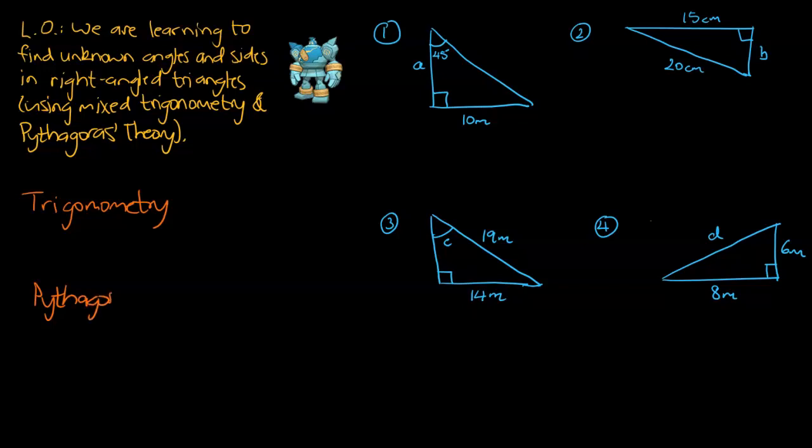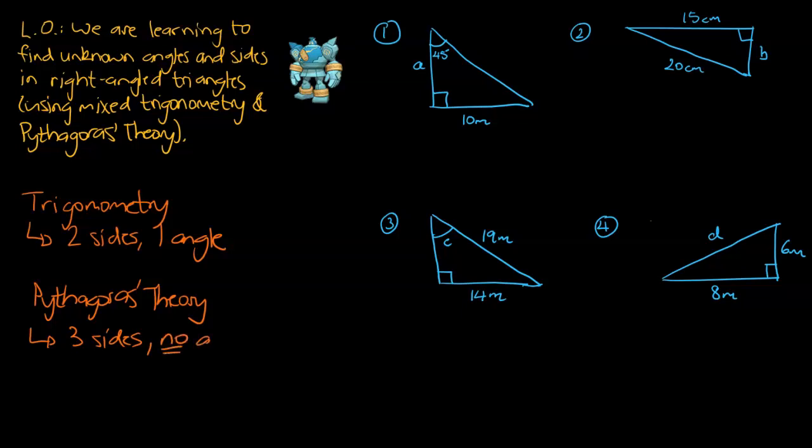The rule that you need to apply depends on what information you have and what information you're looking for. The way I think about it, if you are dealing with two sides and one angle, you're going to need to use trigonometry. If you are dealing with three sides, and don't forget, really important, no angles, you're going to use Pythagoras' theory.